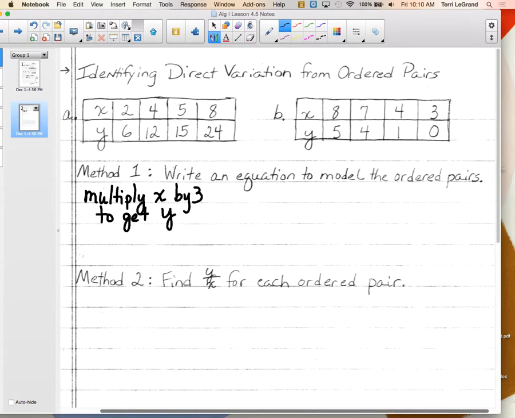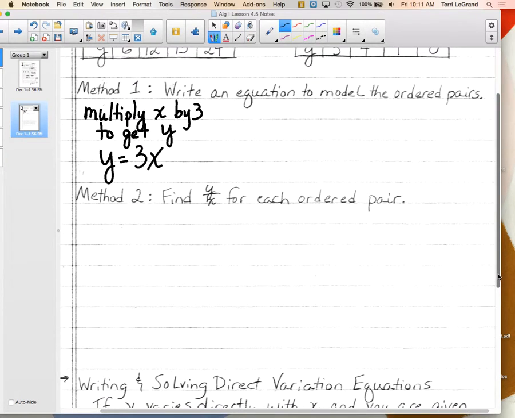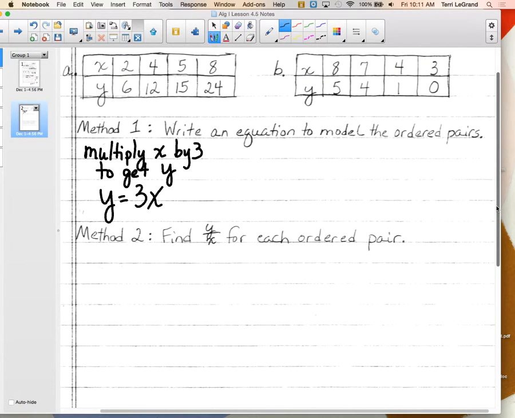So, yeah, y equals 3x, right? Y equals 3x. What do you think? Is that direct variation? Yes. Okay, because why? There's no other constant. In fact, what would our k value be? 3. Our k value would be 3.